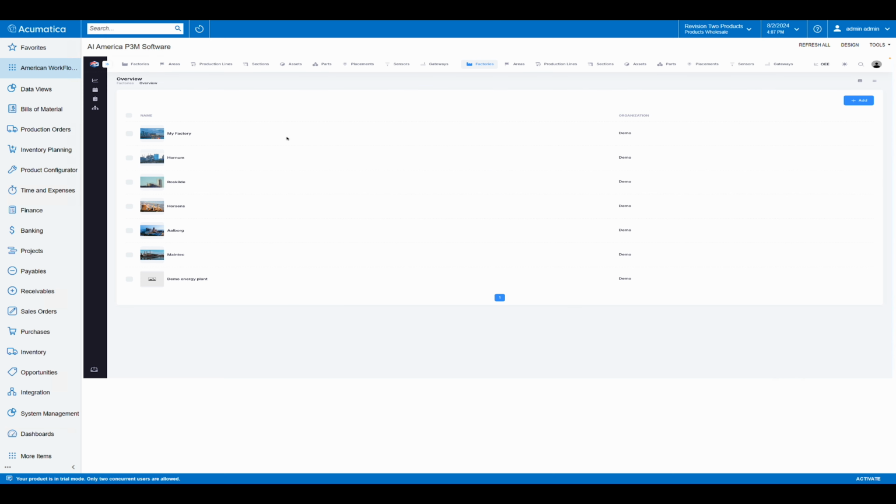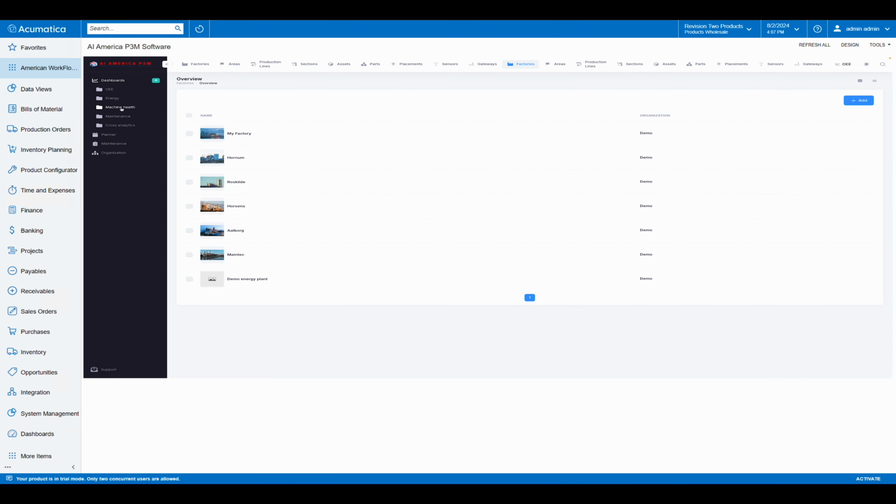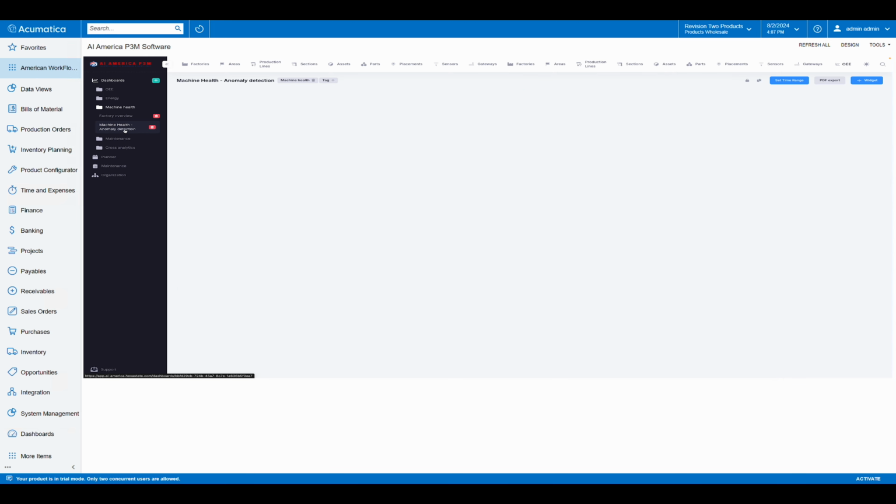All right, now let's head to our dashboards, and we're going to be starting with our machine health. Under machine health, we have the machine health anomaly detection. So we're going to be clicking on that.